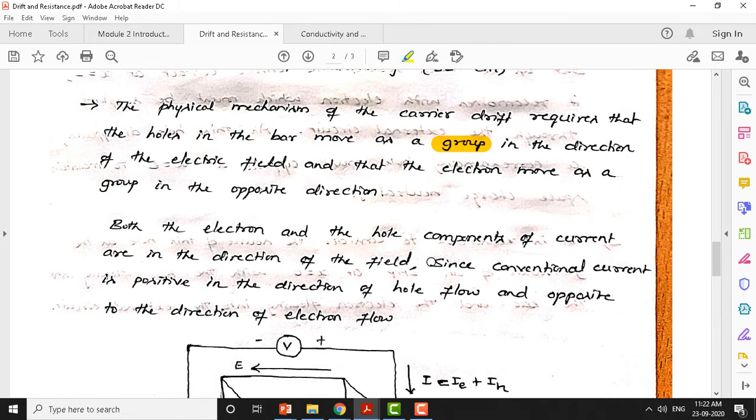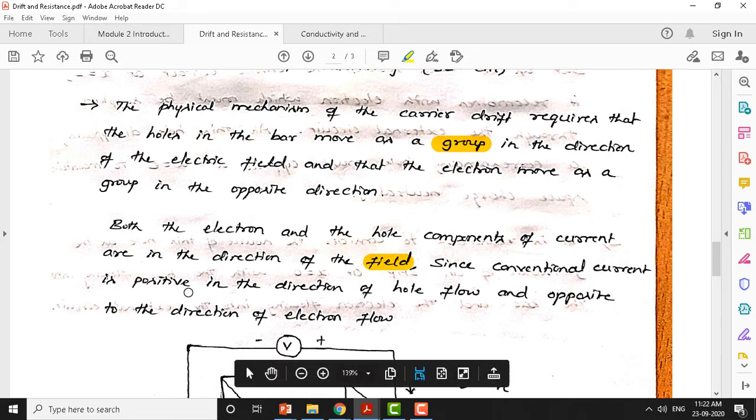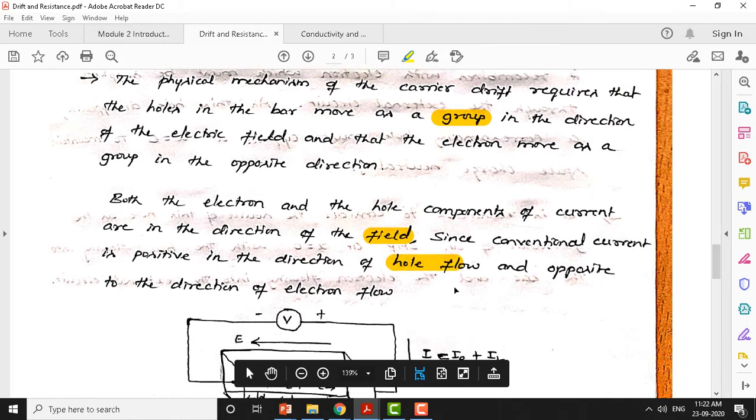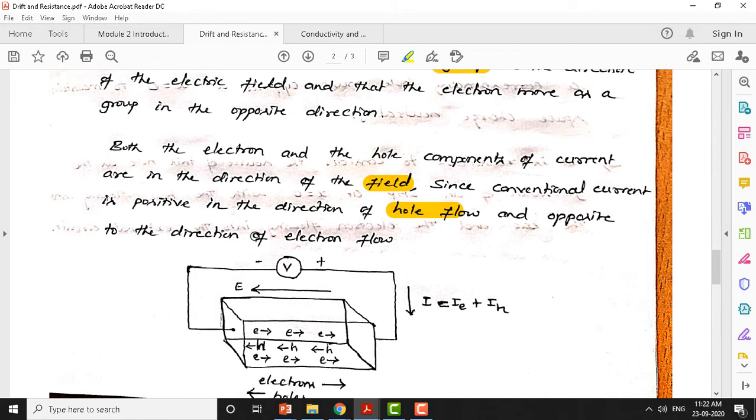Its components of current are in the direction of the field. So as we said already, the electric field direction and even the hole movement are going to be in the same direction. But conventional current, which is positive, is going to be in the direction of hole flow, which is opposite to the direction of electron movement.